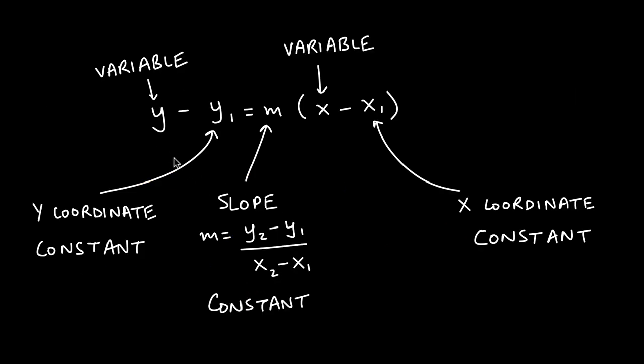So, breaking this equation down, y is the variable. Similarly, x is our variable in this equation. y1 represents the y-coordinate of a point that the line passes through, and it's a constant. It has to be a number. y1 cannot be a variable. y is our variable on this side. m is the typical slope, y2 minus y1 over x2 minus x1. This also needs to be a number or a constant in the final answer. x needs to be a variable. x1 is the x-coordinate of the point that the line passes through. It's also a constant, so it needs to be a number.